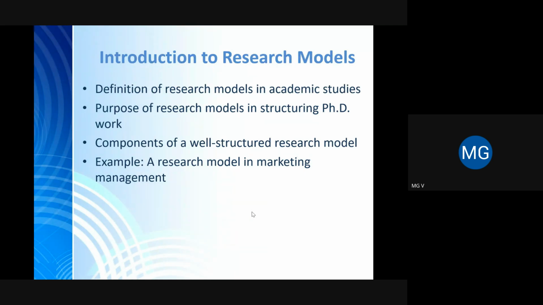Now, please listen to the example carefully. In marketing management and in other domains, a research model could explore the impact of digital marketing on consumer behavior with independent variables such as engagement rate and dependent variables like purchase intention. Building a robust research model requires aligning theoretical frameworks with empirical testing, ensuring validity and reliability. I hope all of you are able to understand. Still, if there are certain gaps, let us explore this concept through a caselet.